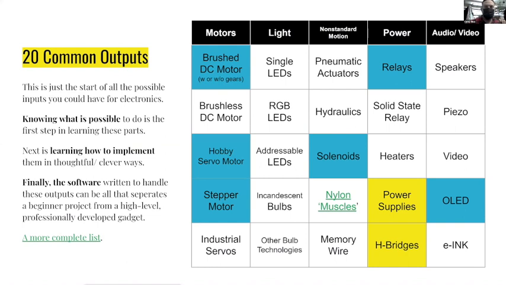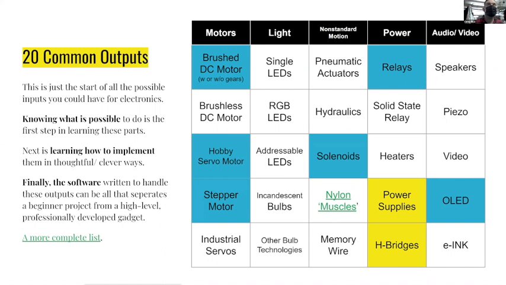So just to wander through these, we're going to take a look at how they fit in these categories. We've got motors, light, non-standard motion, which is an interesting category for sure, power, and audio video. We're going to spend a lot of time today on the motor section, because there's a lot of different motor categories, and I want to help decode those so that you know what you're looking for if you'd like a project to move.